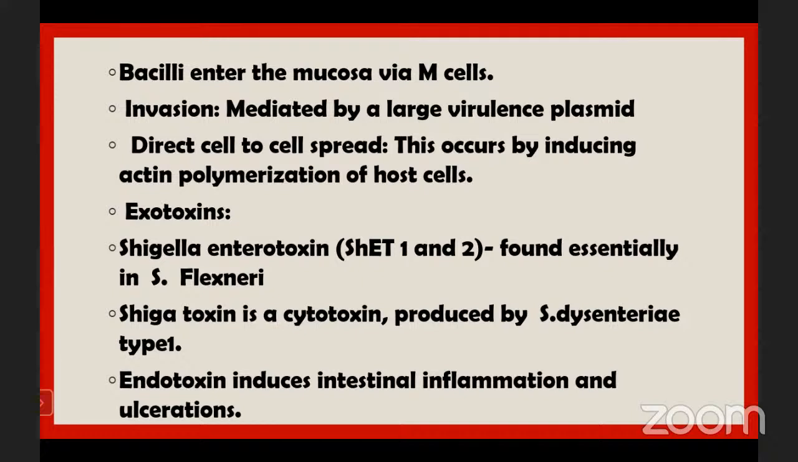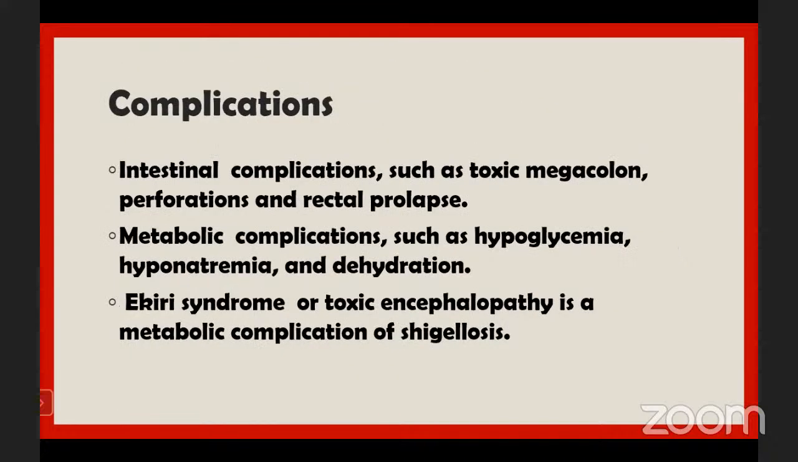Next one is the exotoxin. First one is the Shigella enterotoxin, which has two types, Shigella enterotoxin 1 and 2, found essentially in Shigella flexneri. Shiga toxin is a cytotoxin, which is produced by Shigella dysenteriae type 1. Endotoxin will induce intestinal inflammation and ulceration.